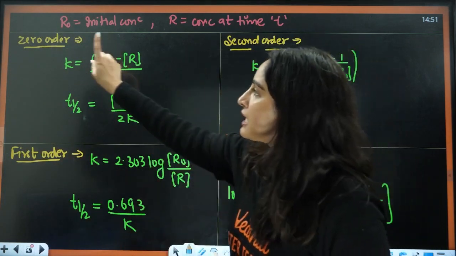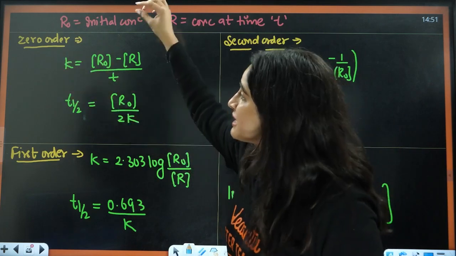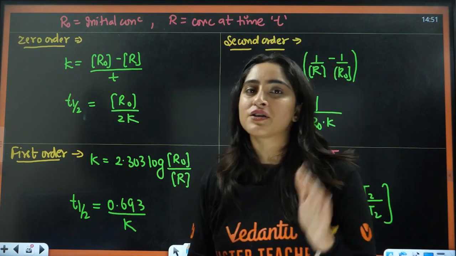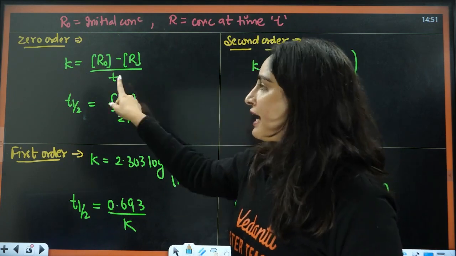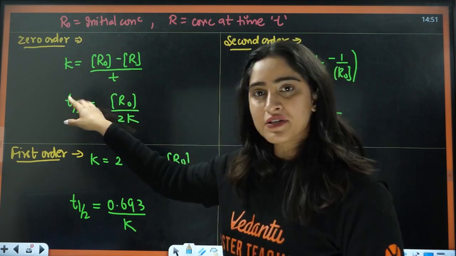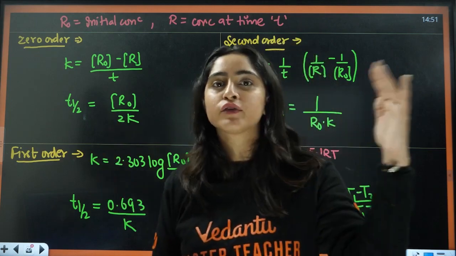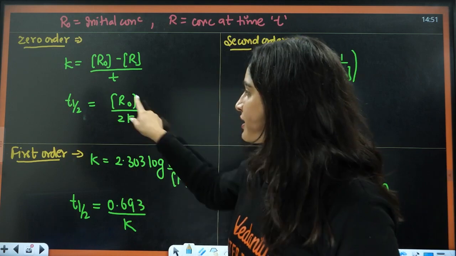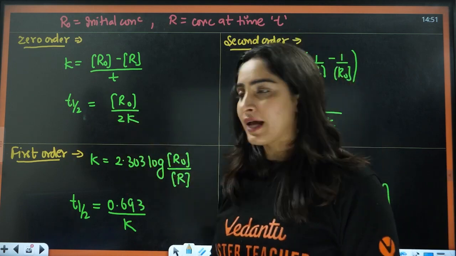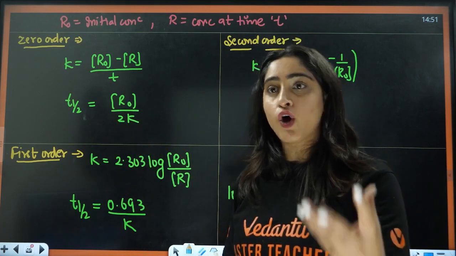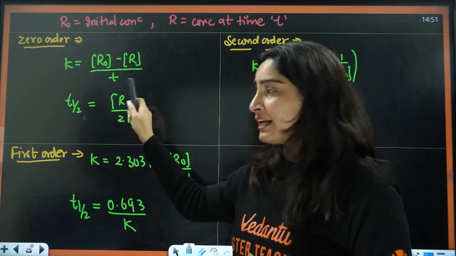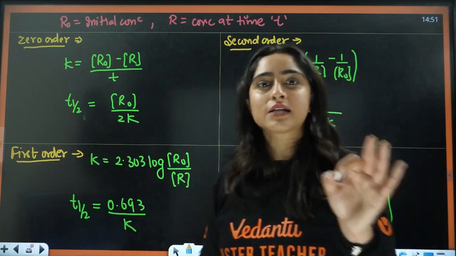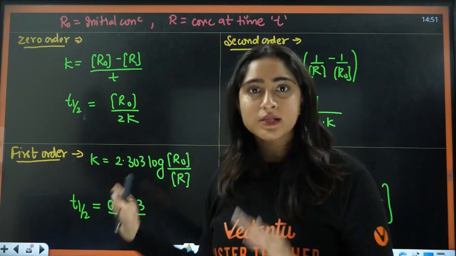In this formula, K represents the rate constant, R naught represents the initial concentration, and R represents the concentration at that time. Okay, so T is the time, right? So T half is the half time, that means where half of the concentration is consumed and half is left. For zero order, that is R naught by 2k. They can also directly ask you the half-life period: for zero order reaction it directly depends on the initial concentration. For first order reaction, it does not depend on the initial concentration. These types of questions can also be asked directly from this chapter.